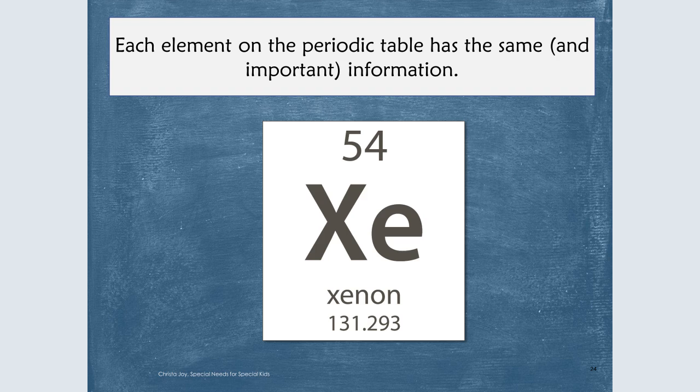So we already know that there are 54 protons, so I'm going to subtract 54 protons from 131. That gives us 77 neutrons.